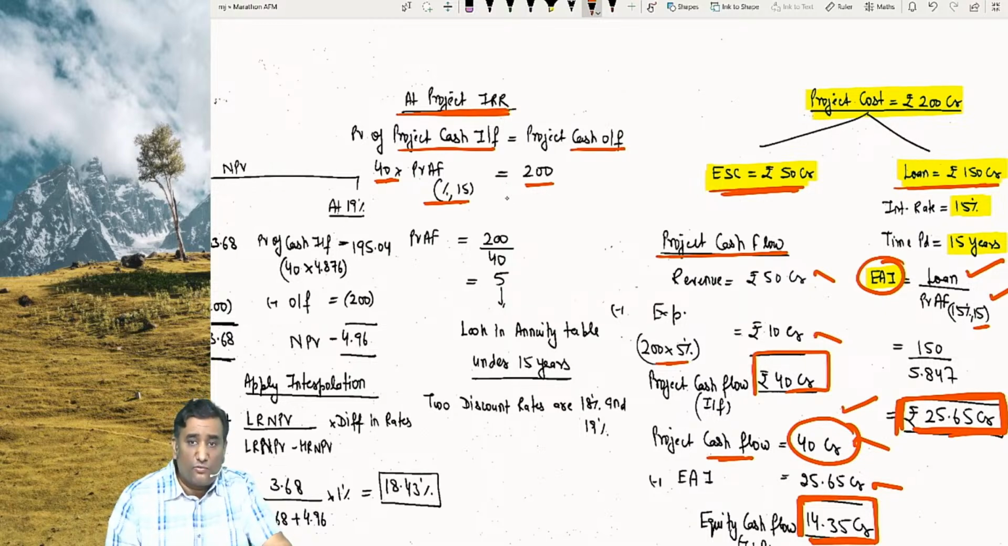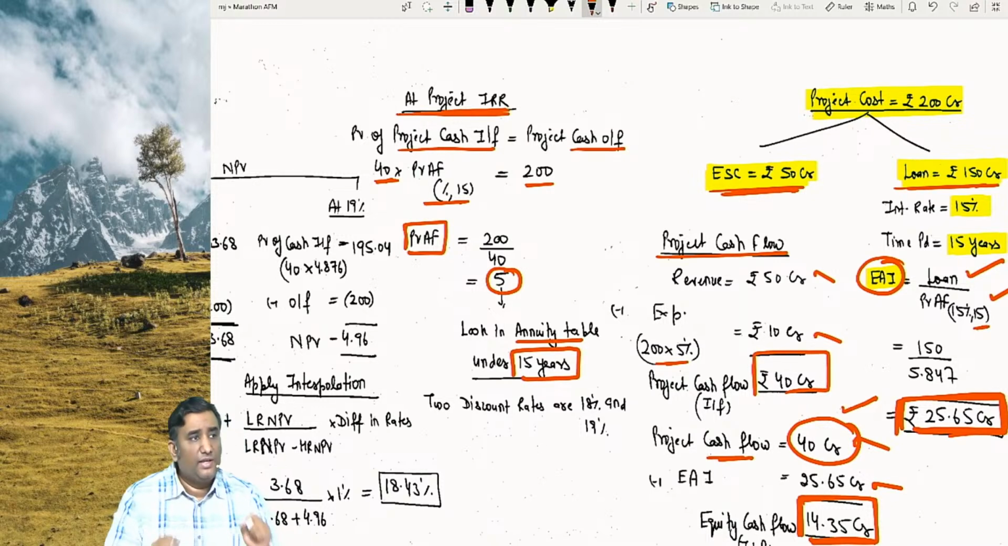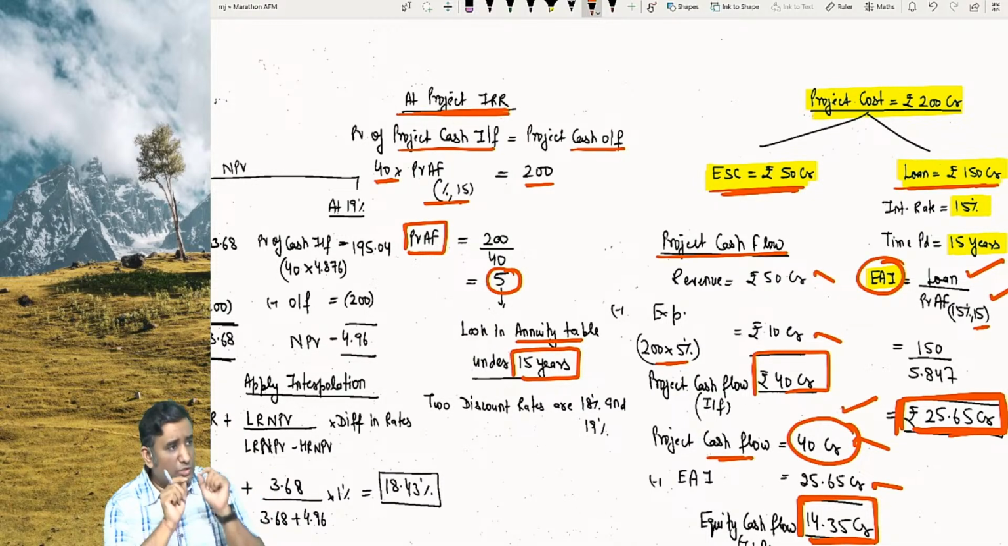How much is your project cash outflow? 200 crores. I get some annuity. Annuity comes 5. Sir, how do I read 5? And I have written the words also. Look in the annuity table under how many years? 15. They would give you in the book. I'll show you how they give.